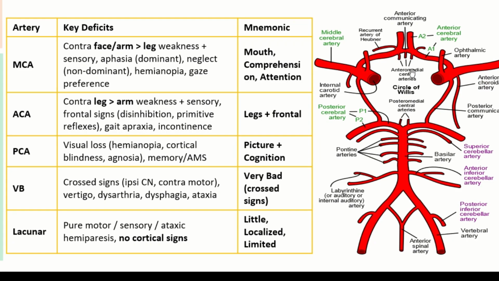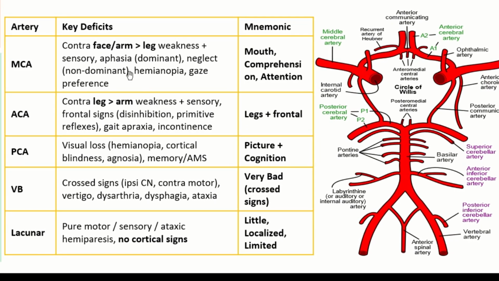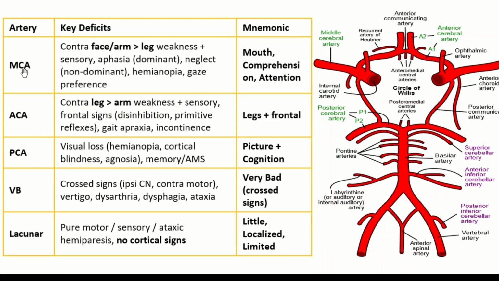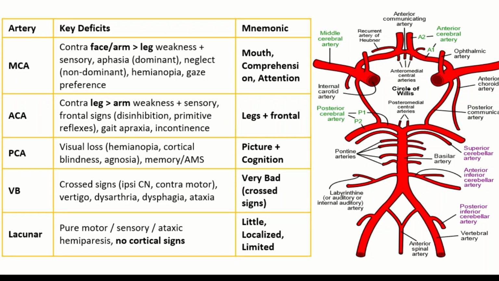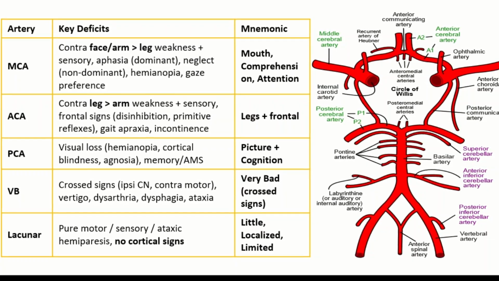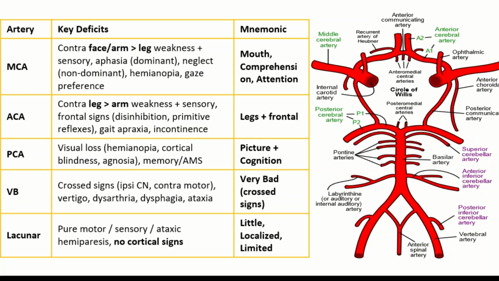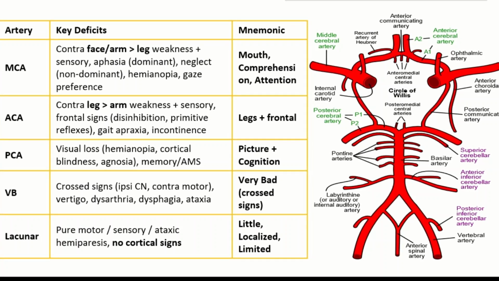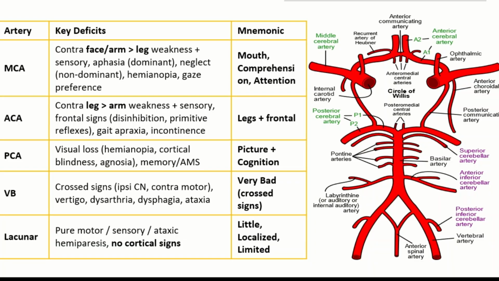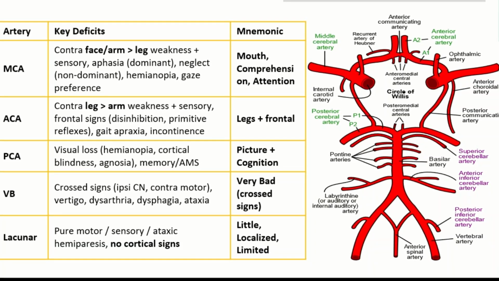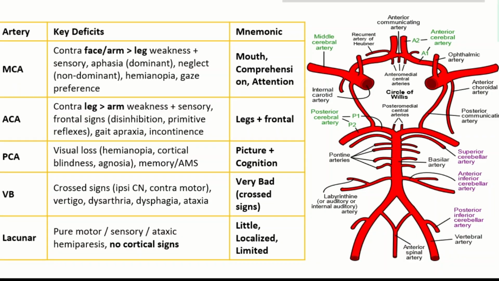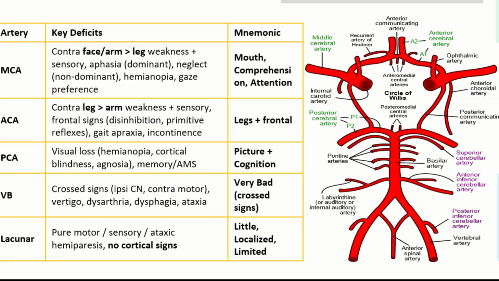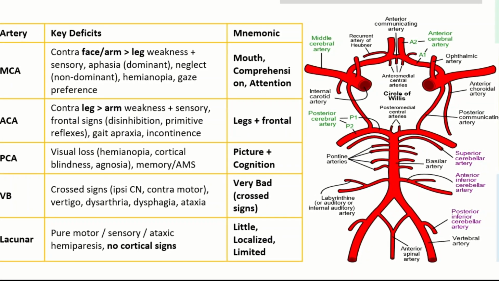One of the branches of the internal carotid, the middle cerebral artery, is the most commonly affected artery in the vascular territory of the internal carotid. It causes deficits in the contralateral face and arm more than the leg. Then we have sensory disturbances. We can have aphasia if it's the dominant hemisphere. We can have neglect if it is the non-dominant hemisphere. Then we can have hemianopia. We can have gaze preferences also setting in.